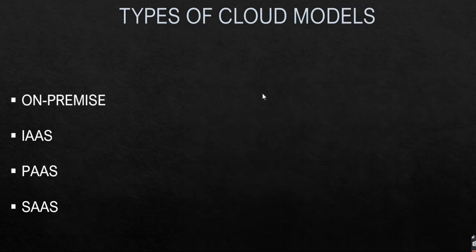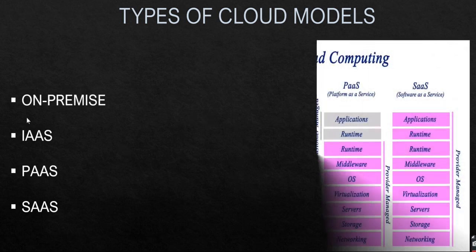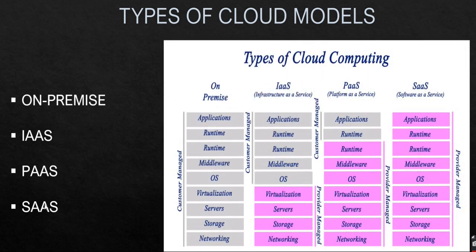Next is types of cloud models. We have a couple of cloud models: on-premises, IaaS, PaaS and SaaS. On-premises is the existing model wherein, before the cloud computing era, all services were handled by the customer or the organization itself, like application, runtime, middleware, OS, virtualization, server and storage.